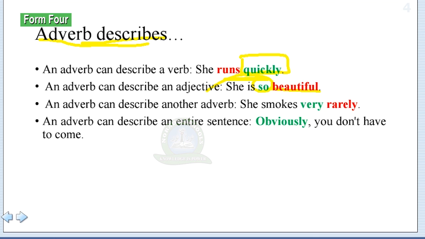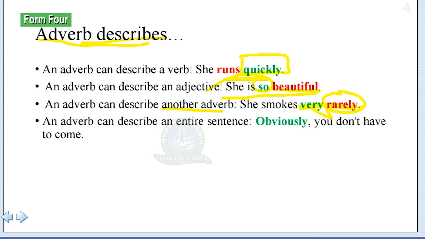An adverb can describe another adverb. When we say another adverb, it describes another adverb. This is an example. She smokes very rarely. So the word rarely is adverb of frequency, but very is an adverb of degree. So it describes another adverb. Two adverbs. But what does very do here? It intensifies or describes this other adverb.